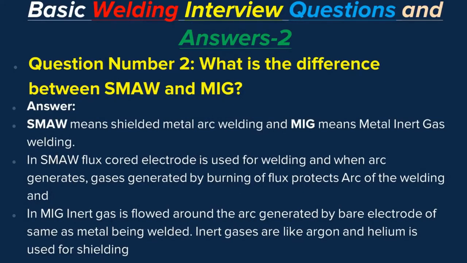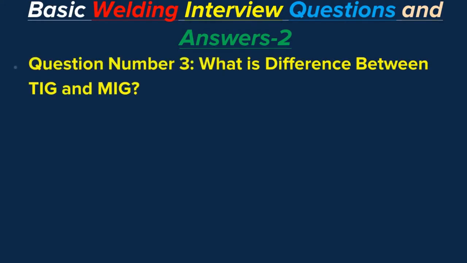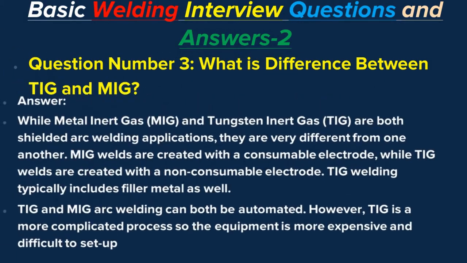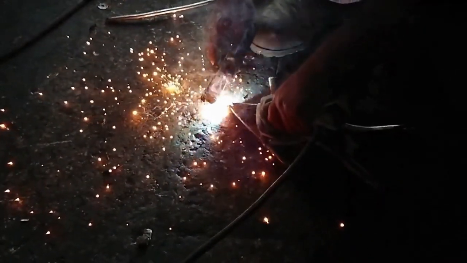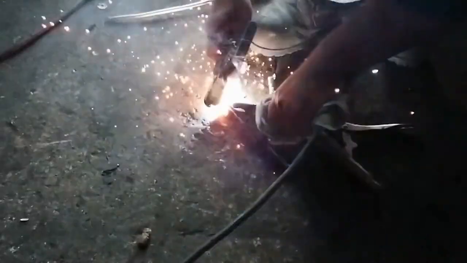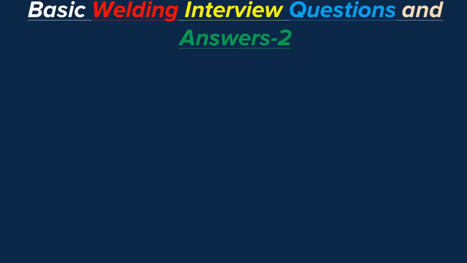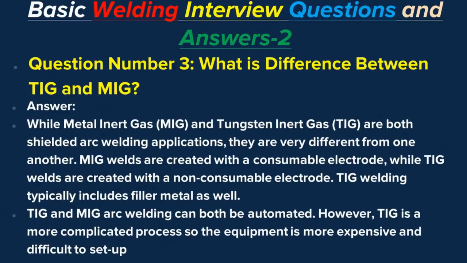Question number 3. What is the difference between TIG and MIG? Answer. While metal inert gas, MIG, and tungsten inert gas, TIG, are both shielded arc welding applications, they are very different from one another. MIG welds are created with a consumable electrode, while TIG welds are created with a non-consumable electrode. TIG welding typically includes filler metal as well. TIG and MIG arc welding can both be automated. However, TIG is a more complicated process, so the equipment is too.